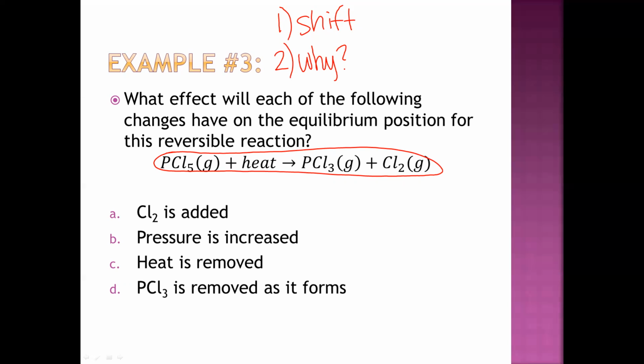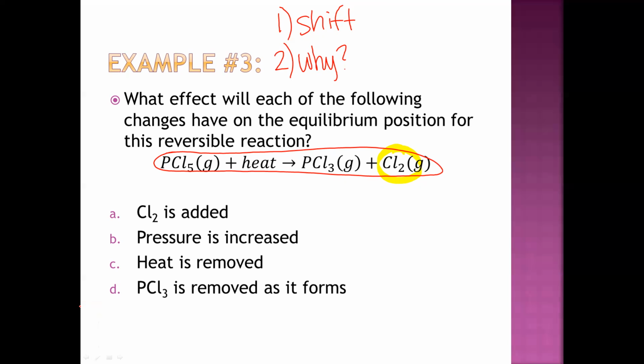So the first one, A, Cl2 is added. So the first thing you gotta do is find where the Cl2 is. So it's right here. It's on the product side. So that means that once it's been at equilibrium, we're just adding a bunch more chlorine gas. So now there's an overabundance of chlorine gas, like there's way too much.